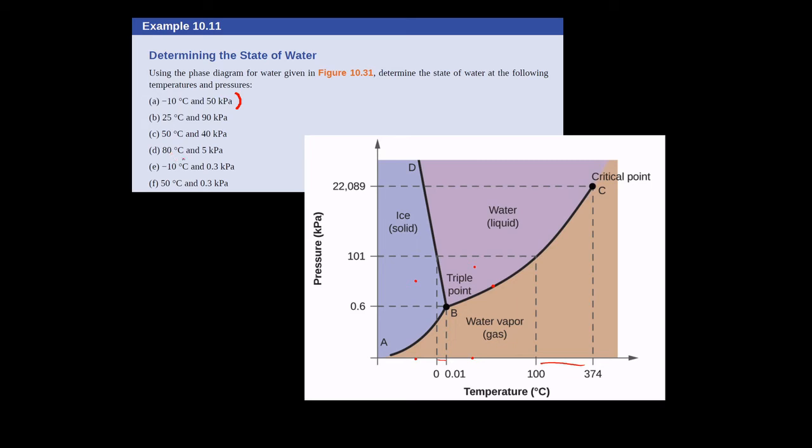80 and 5, yeah, that would definitely be a gas. Negative 10 and 0.3, still a gas. I would, well, be right there on the line probably, because again, it's not to scale. So some of these you might say are trying to be right on the line where it's one phase or another, but most of them you can work out. It's no different than finding a point on a graph. You just match up the temperature and whatever pressure you have, and where those two meet, that's the phase that exists.